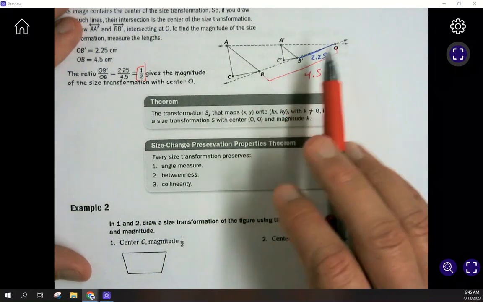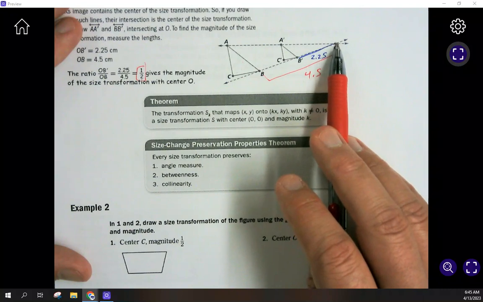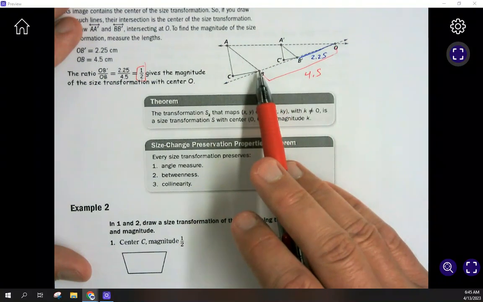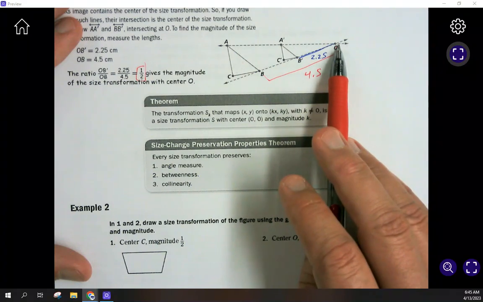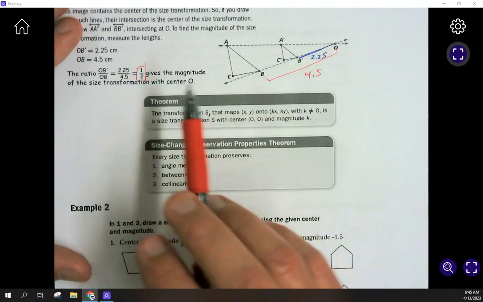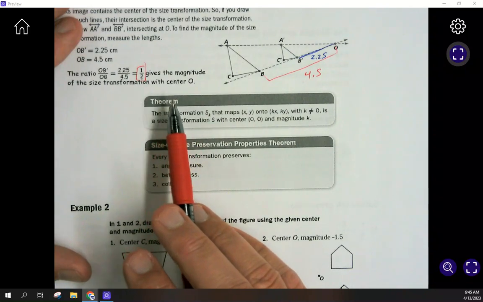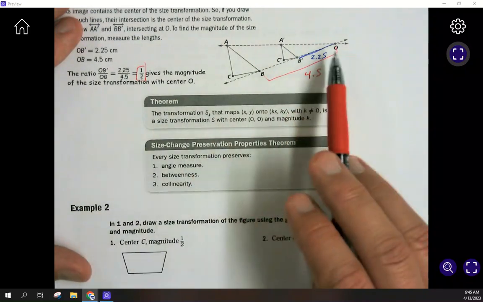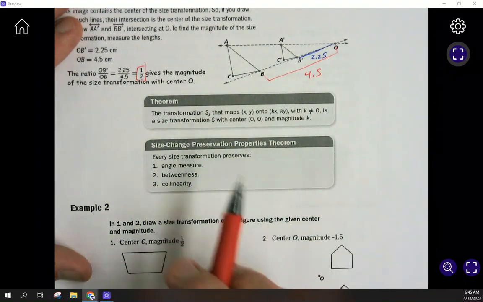But a negative puts it on the opposite side of our center. So if it was like a negative 1/2, it would get smaller and it would end up on the other side of the center. And if it was a negative 2, or a negative number less than -1, absolute value bigger than 1, it would get larger and still end up on the other side. And we'll see that down here at the bottom again.